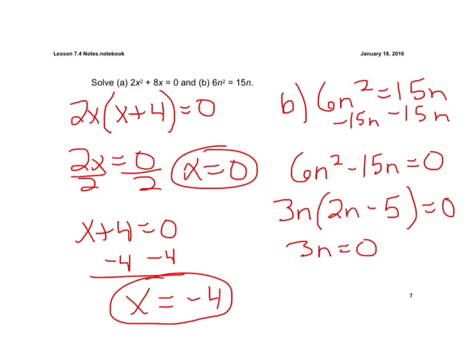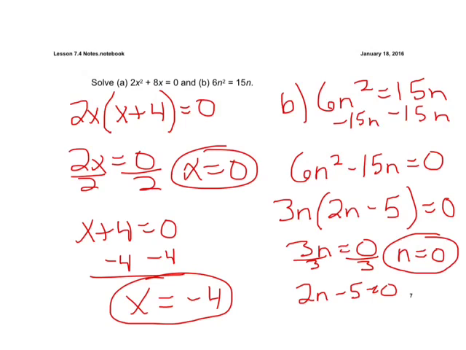Okay, 3n equals 0, and 2n minus 5 equals 0. Divide by 3. So we get n equals 0. That's one of our roots. Add 5 on both sides. So we have 2n equals 5. Divide by 2. If we divide by 2 on both sides, we're going to be left with n is equal to, if I squeeze that in there, 5 halves. And those are our two roots. Okay, those are our solutions. If we plugged them in, we would get 0.